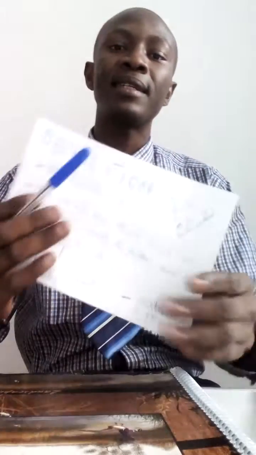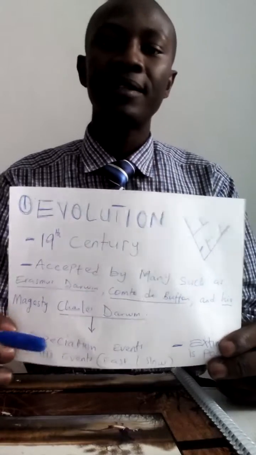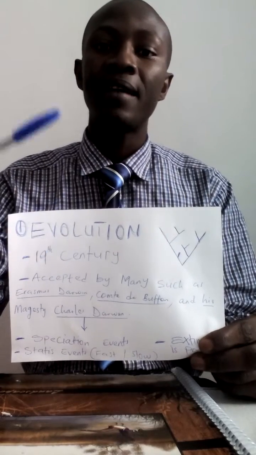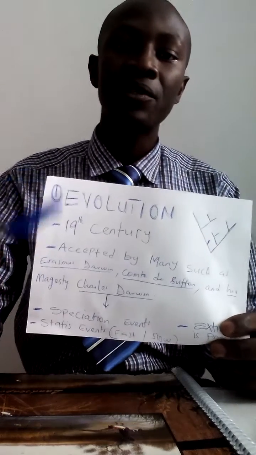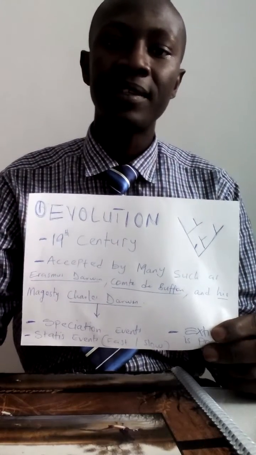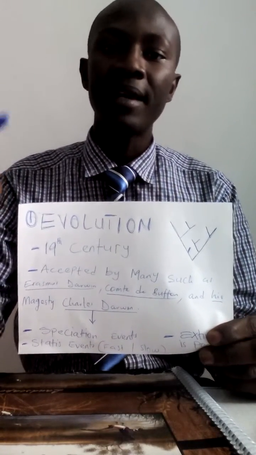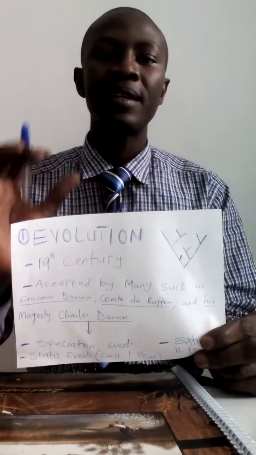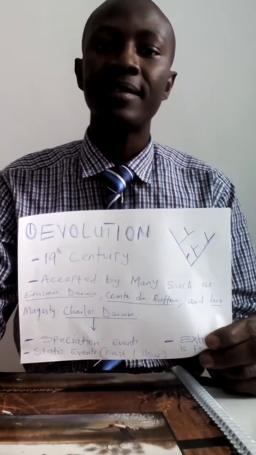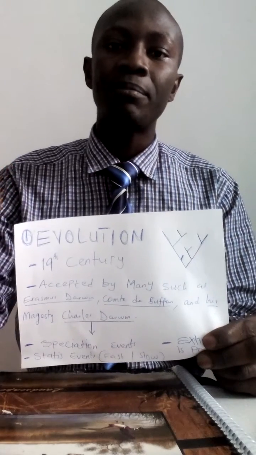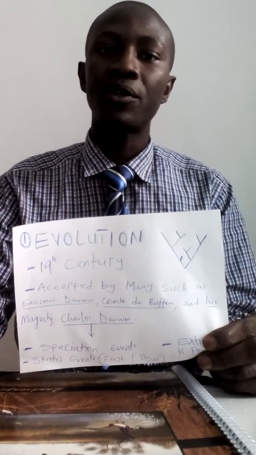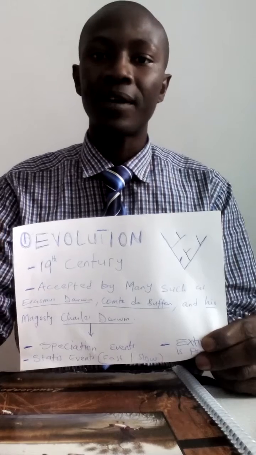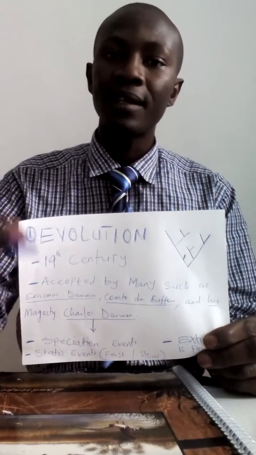Now, let's look at the most accepted theory about how our species came into existence. The theory here is the evolutionary theory. This is the theory that most scientists accept as the main idea that can possibly explain all these different species that we have in our world today. Most of the scientists, such as Buffon, formerly called Comte de Buffon, people like Erasmus Darwin, who was the grandfather of our noble Charles Darwin, and Charles Darwin himself.